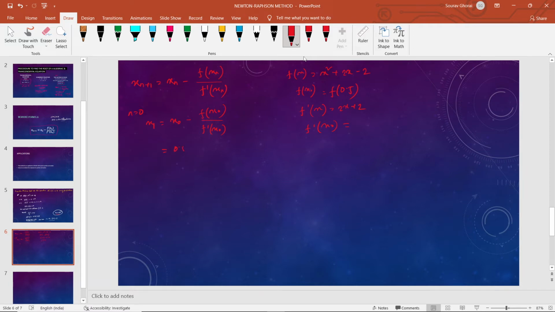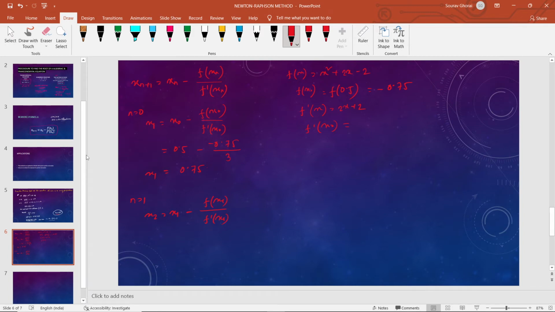So now from here we find this is 0.5 minus, f(0.5) will be minus 0.75, minus 0.75, and f dash x0 is 3. If we calculate it, we will get the value of x1 as 0.75. Okay, so now this is the new x1. Now if we put n equal to 1, we get x2 is equal to x1 minus f(x1) divided by f dash x1.